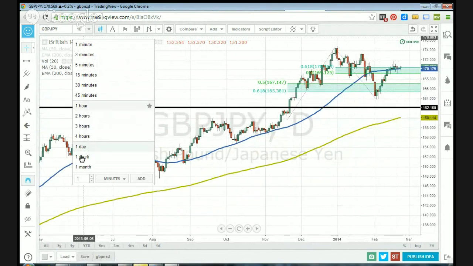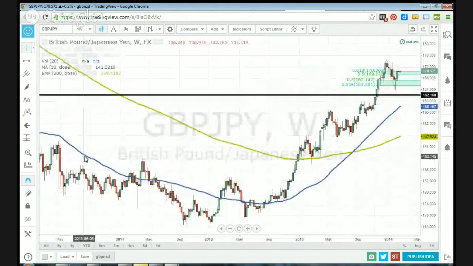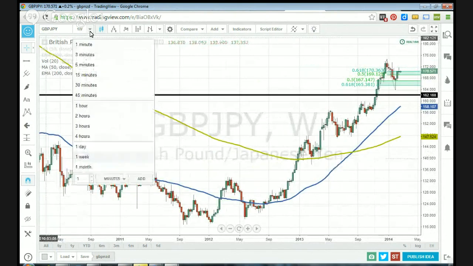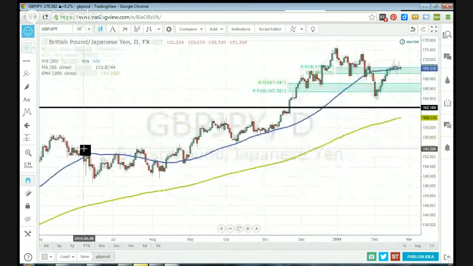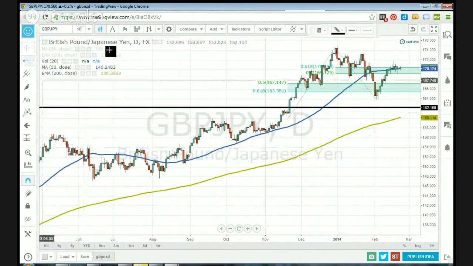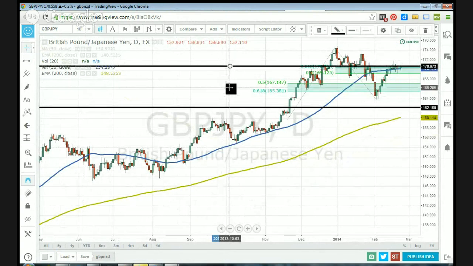So let's see what it looks like on the weekly chart. Yeah, trend is still up on the weekly. If I were to trade this, I could put an order to short at 170.67. Target. So that'd be a 700 pip target. This could be a good reward risk.